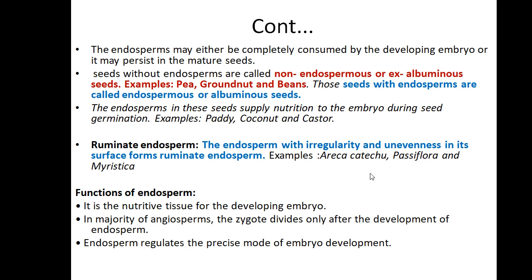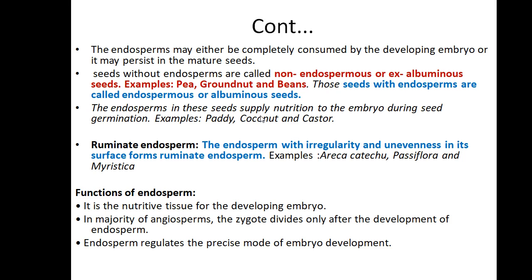What is called ruminate endosperm? Again, the endosperm may be either completely consumed by the developing embryo, or it persists in the mature seed. Sometimes the developing embryo will fully consume the endosperm when it is growing. Sometimes it persists and is not consumed by the seed. Seeds without endosperm are called non-endospermous or ex-albuminous seeds, because the endosperm is made up of albumin. Examples: pea, groundnut.